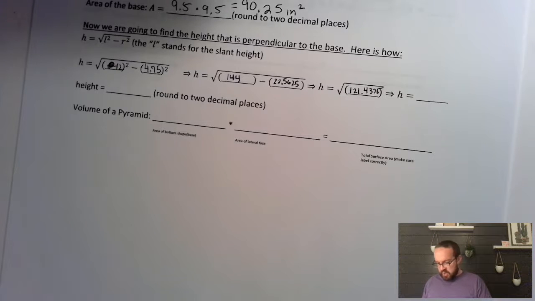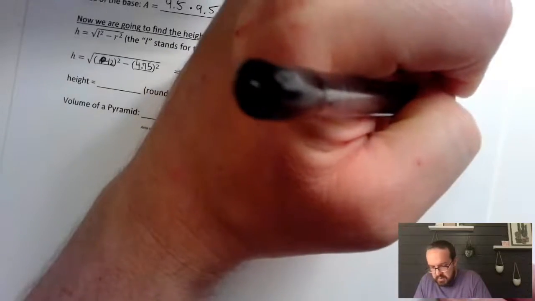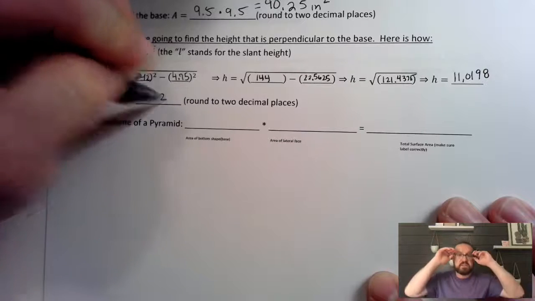So I have 121.4375, and again, I'm just square rooting that. Comes up to be a random decimal, 11.1908. It says just to round it to 2 decimal places, so I know 11.19 will suffice.